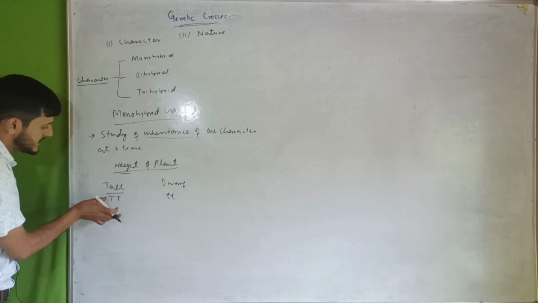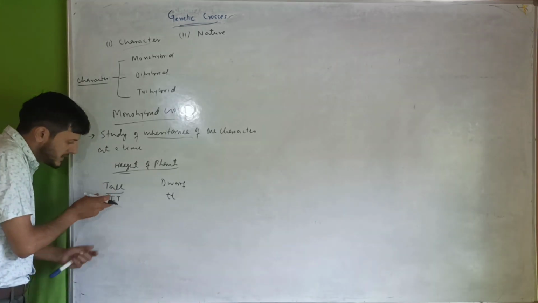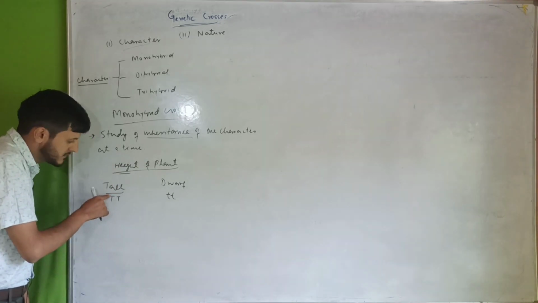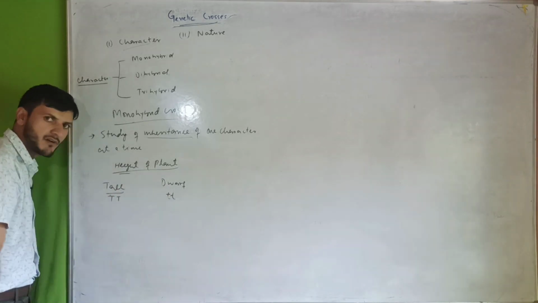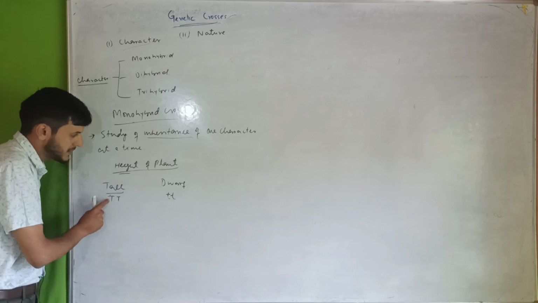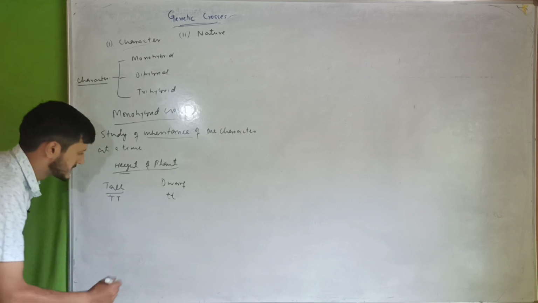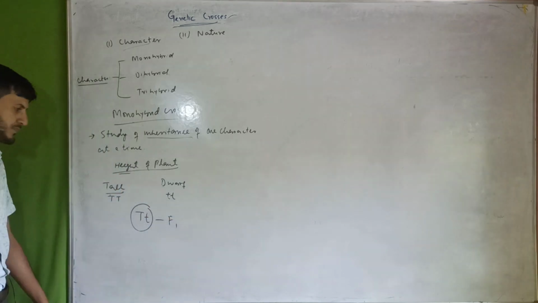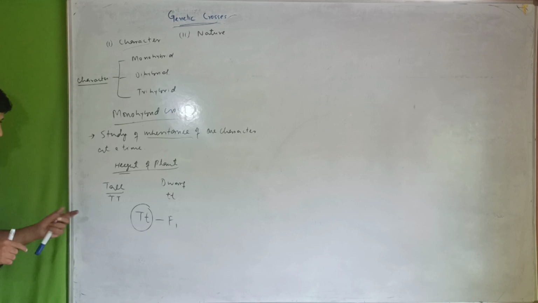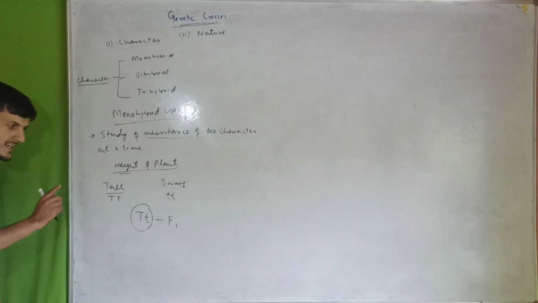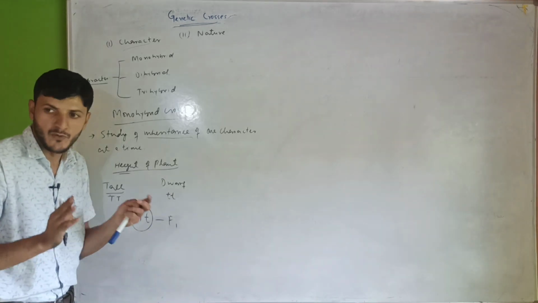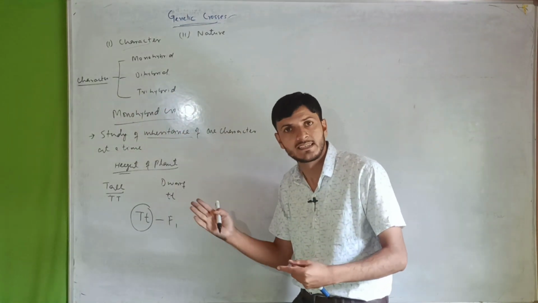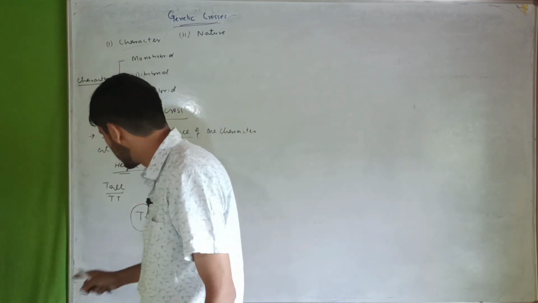In monohybrid cross, we make a cross between tall and dwarf. This tall, capital T, is crossed with small t, and we get capital T small t. This is the F1 hybrid. F1 hybrid is what? Tall. We have taken two parents. One parent was tall and the other is dwarf. The F1 generation, which is the offspring of these parents, is tall.